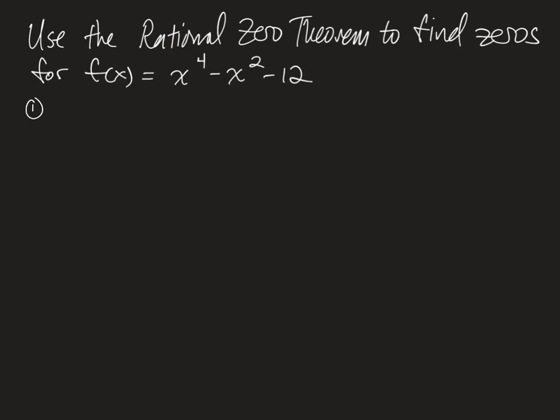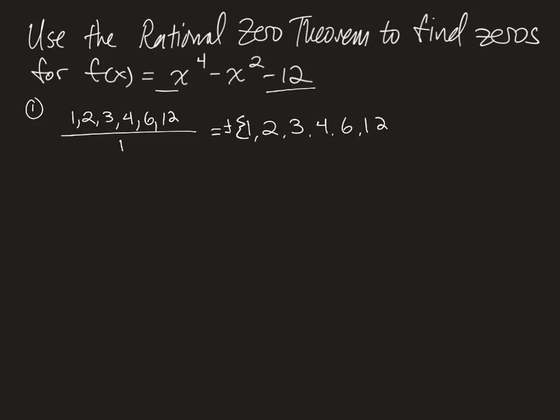We need all of the factors of the constant term, 12. That seems to be a pretty common number right now: 1, 2, 3, 4, 6, and 12. All of the factors of the leading coefficient, 1. Now remember, when the leading coefficient is 1, your list is just the factors of the constant term. So we can pick plus or minus 1, plus or minus 2, plus or minus 3, and so on.